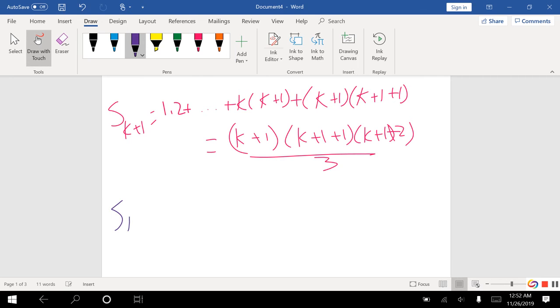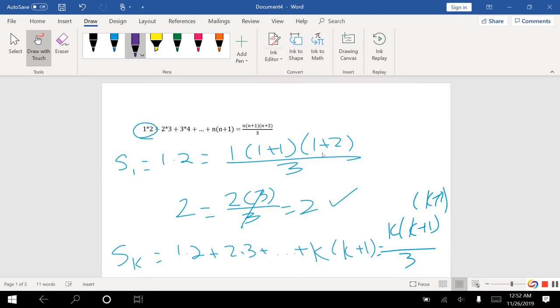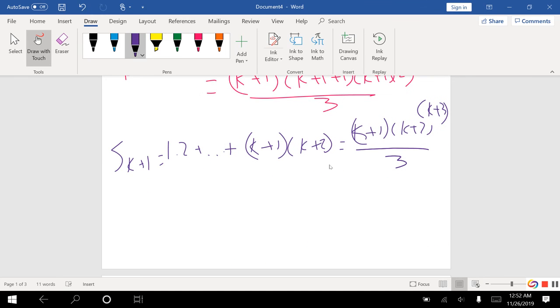So when I clean this up, I have S of k plus 1 equals 1 times 2, so on and so forth, to (k plus 1) times (k plus 2), and I'm saying that should equal (k plus 1) times (k plus 2) times (k plus 3) over 3. Okay, saying that logically that should be my next step. So now, can I prove that?